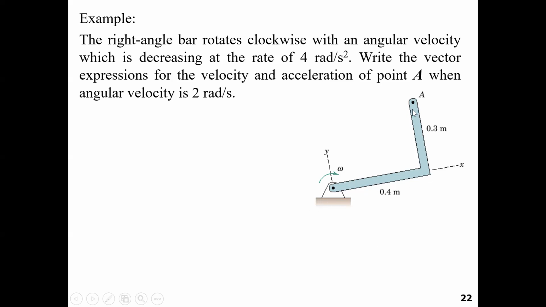You have this L-shaped rigid body, right? It rotates clockwise, so it shows the omega. And it says the angular velocity decreases at the rate of 4 radian per second squared, which means if omega is this way, alpha has to be the negative of that, opposite way. We want vector expressions for velocity and acceleration when omega is 2, because there's alpha and velocity changes. At the moment that omega is 2, we want to find the velocity and acceleration of point A.